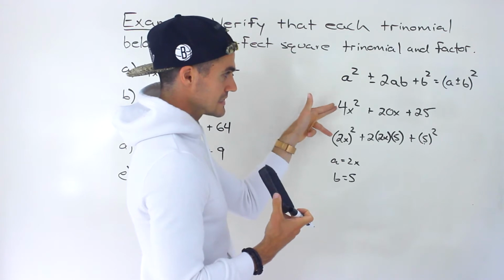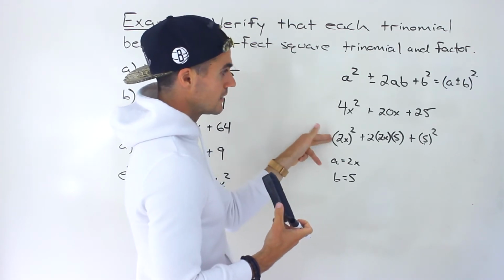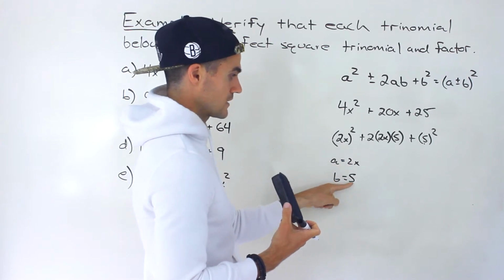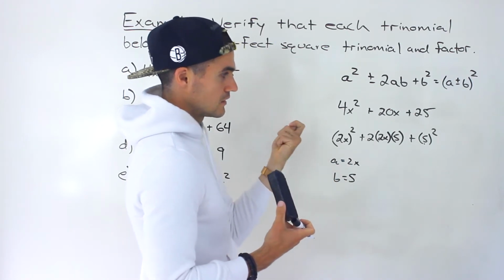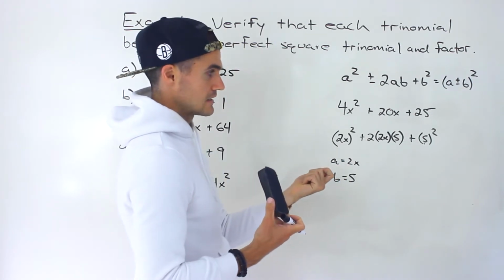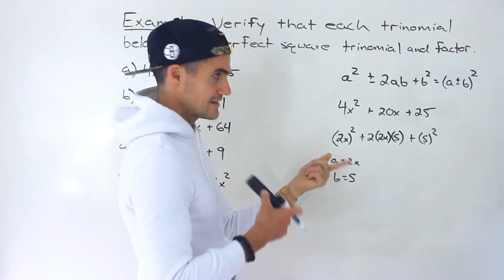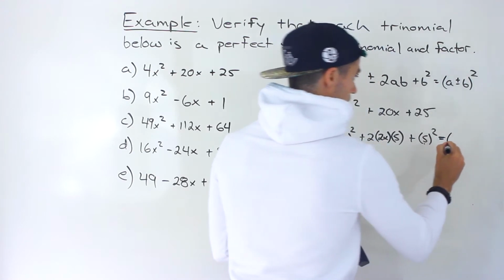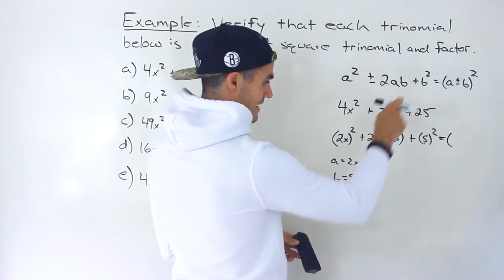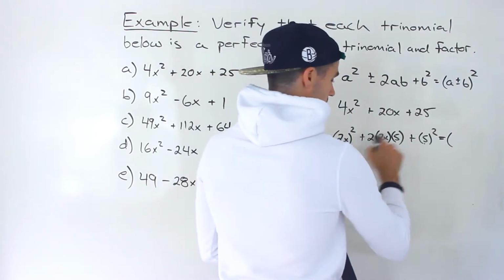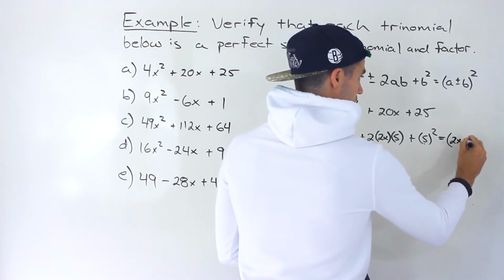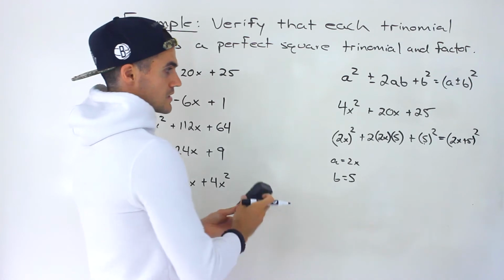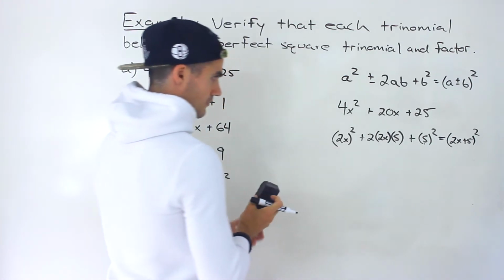So because we were able to take this and rewrite it in that format, where the a value is 2x, the b value is 5, that verifies that it's a perfect square trinomial, at least with the formula way, if you are doing it that way. And what it's going to factor to is just a plus b, right? Because it's a positive here, so it will factor into 2x plus 5 squared, like that. So that's if we do it with the formula.